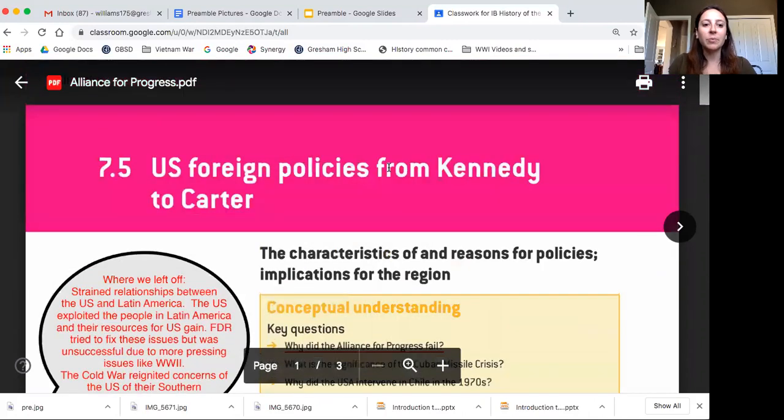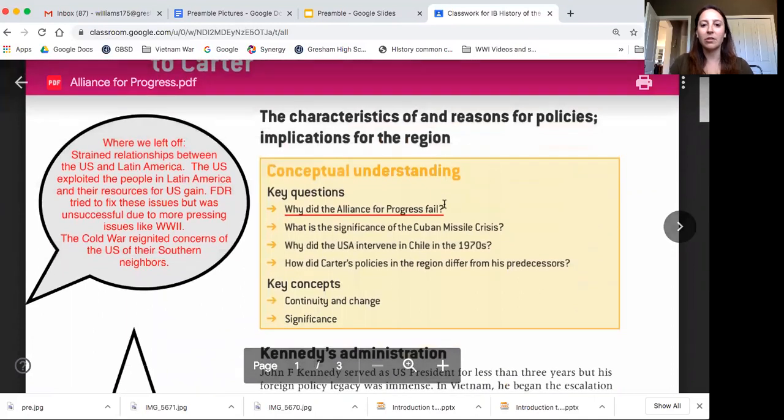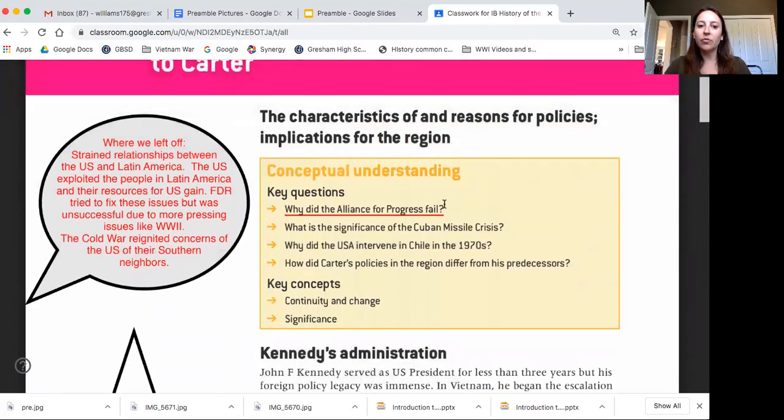So this is from the textbook, and we're not going to be looking at all of these things. We're only going to be looking at why did the Alliance for Progress fail, and then moving forward, we will be looking at the Cuban Missile Crisis, but probably not from the textbook. There really isn't a lot out there about the Alliance for Progress because it didn't work. And I think when it comes to Kennedy, more people are interested in the Cuban Missile Crisis, the Bay of Pigs, his assassination and his involvement in the Vietnam War. So maybe that's why there's not a lot out there, so I decided to use this textbook.